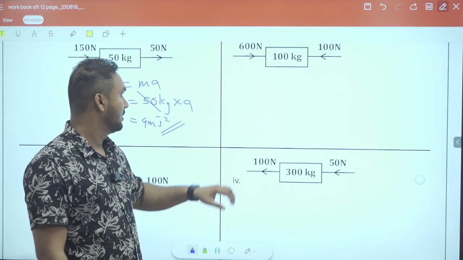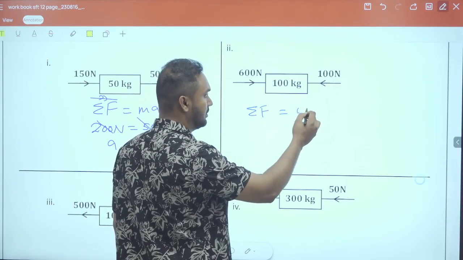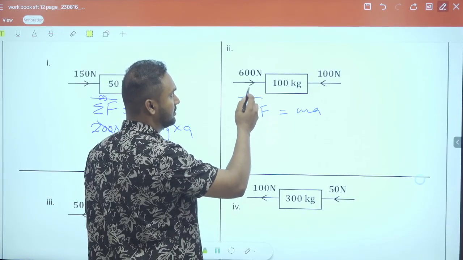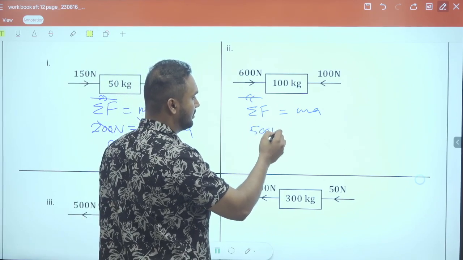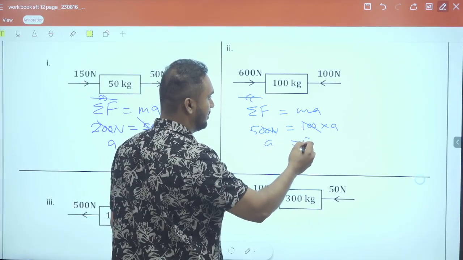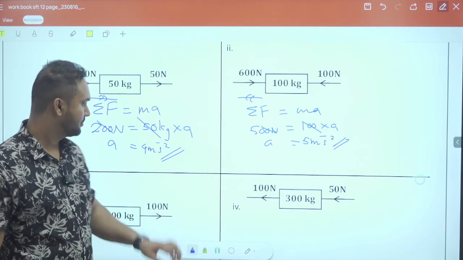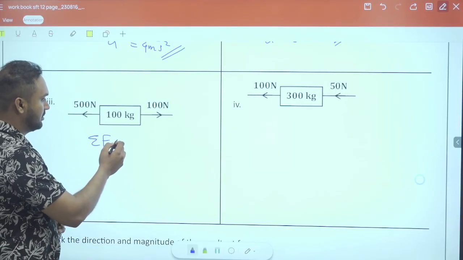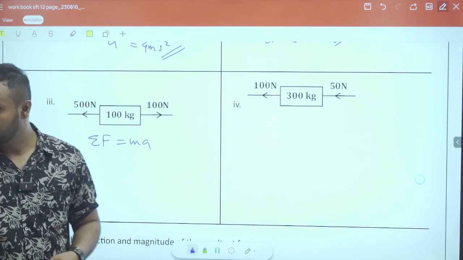Okay. So what is the answer for the second question? Now here sigma F should be equal to ma, and the acceleration is towards the left because the greater force is 600. Now the resultant should be 500 newtons, mass is 100 into acceleration, so the acceleration should be 5 ms^-2, is it? 5 ms^-2, right? Then to the third one, they are acting opposite, so deduction should be there. The resultant is 500 minus 100.